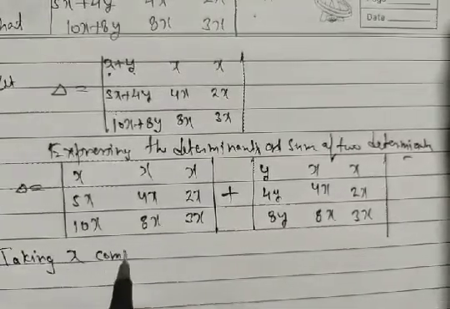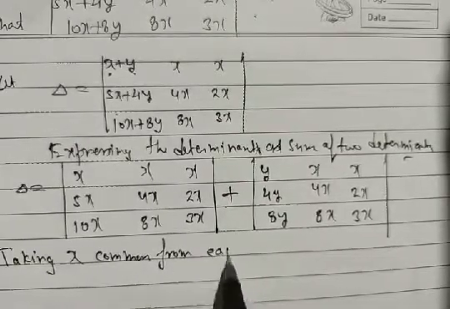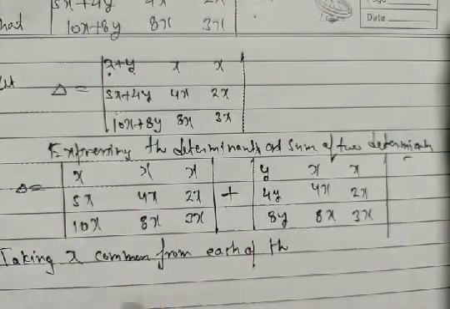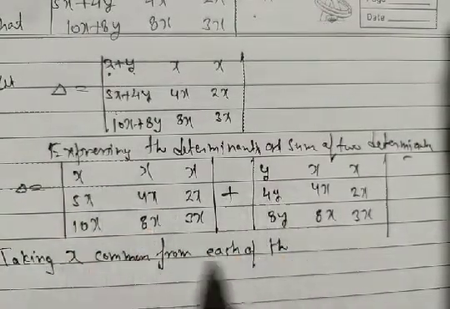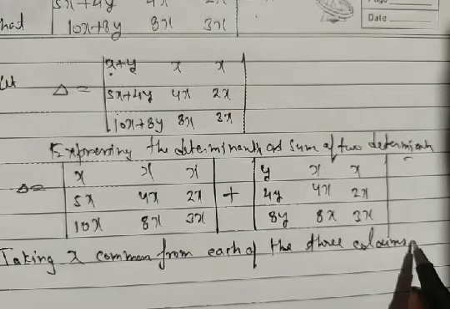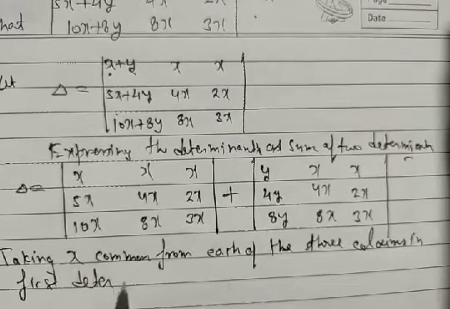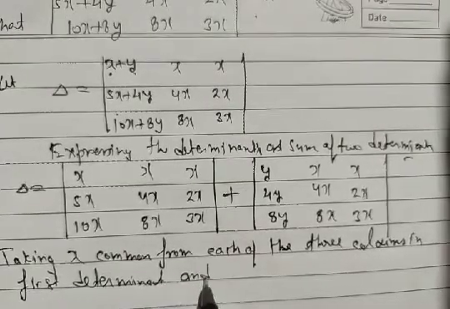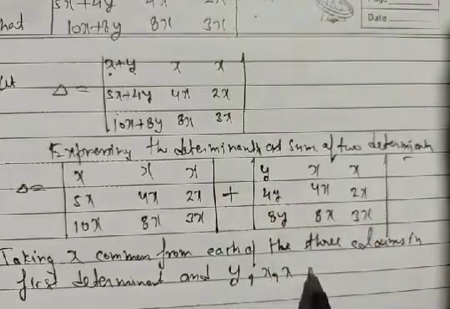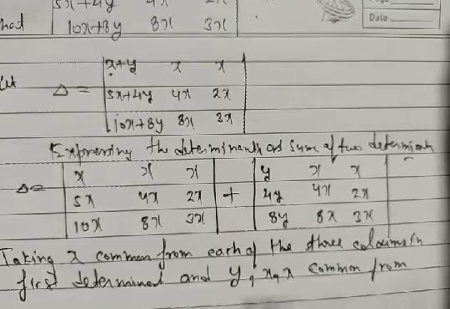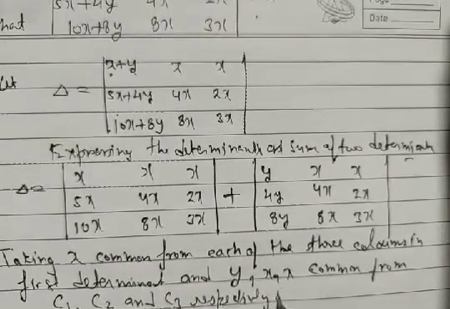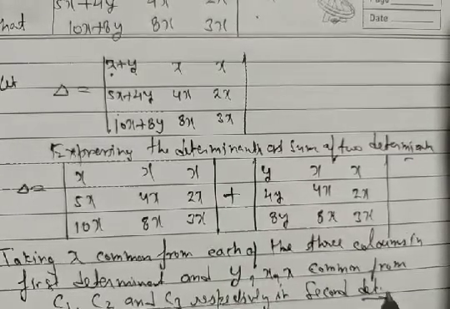We have to mention this: taking x common from each of the three columns in the first determinant, and y, x, x common from C1, C2 and C3 respectively in the second determinant. Then what do we get?